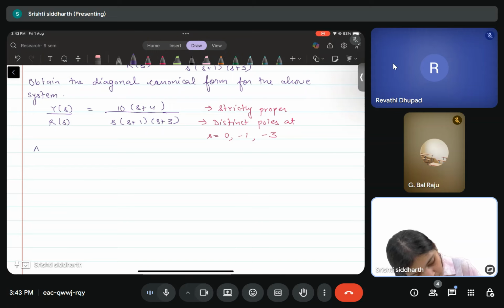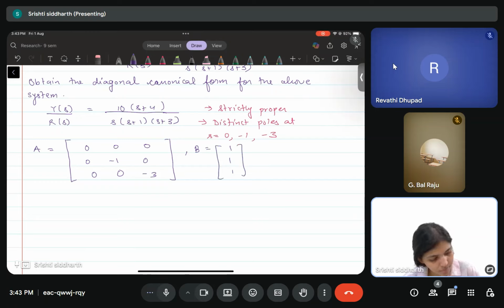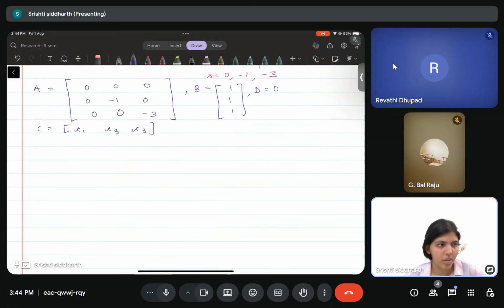So the A matrix is going to be, this is a third order system because the denominator polynomial is of third degree. So this is going to be diagonal with 0, minus 1, minus 3, and 0 everywhere else. B is simply 1, 1, 1, and D is 0. And C is going to be C1, C2, C3. So let's compute these coefficients.